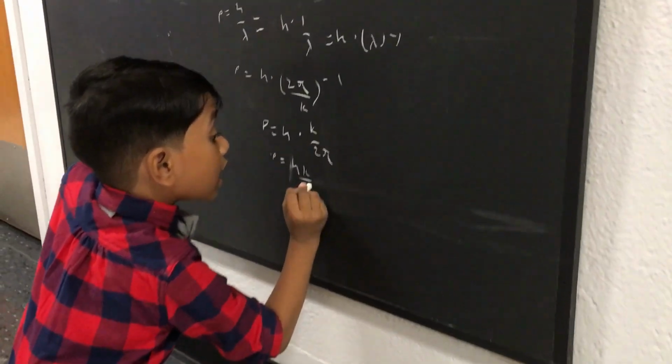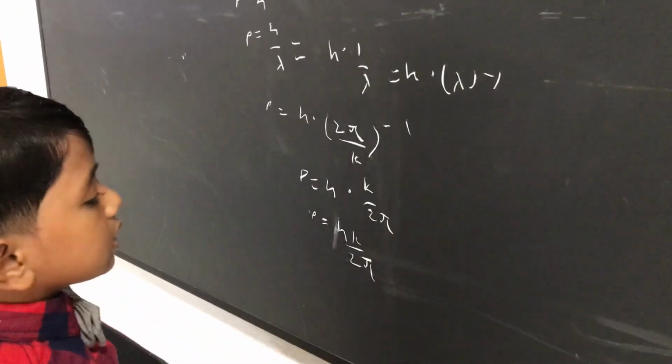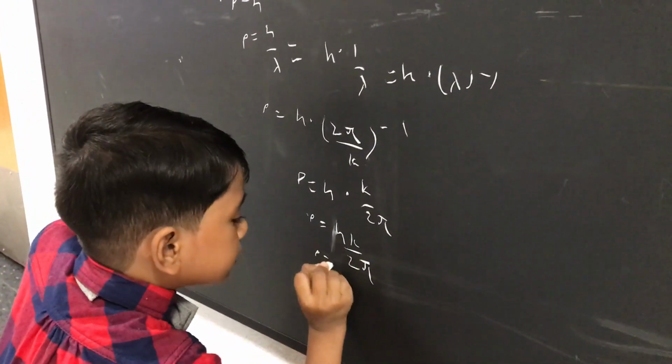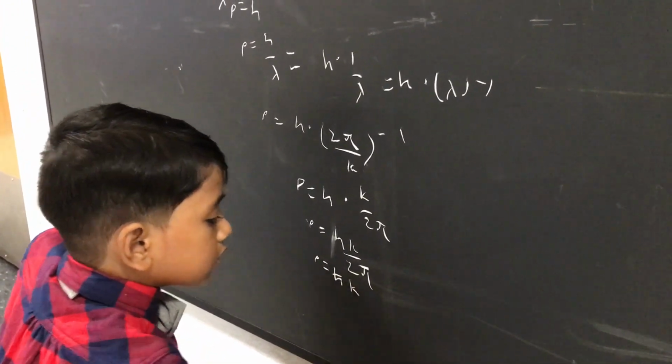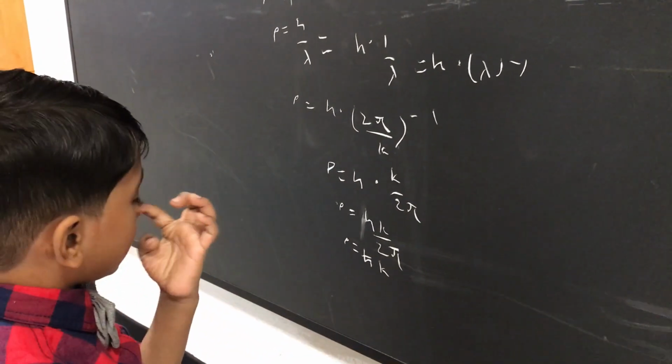But wait a second there. h over 2 pi is the reduced Planck constant. So p equals the reduced Planck constant times k. But we're trying to find k, not p.